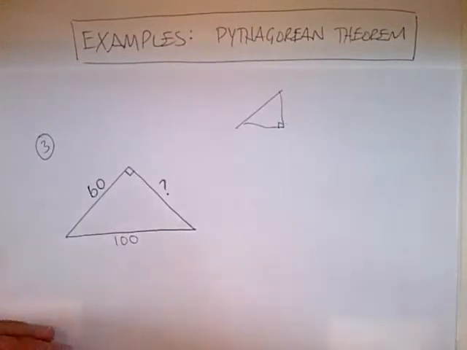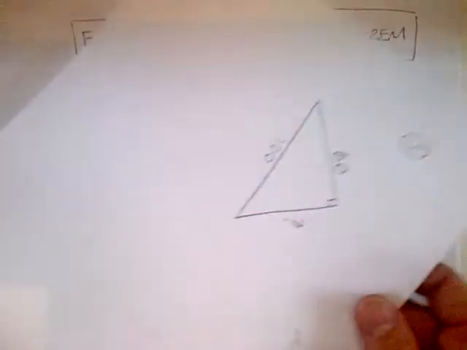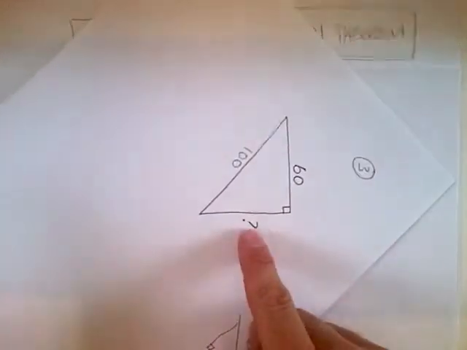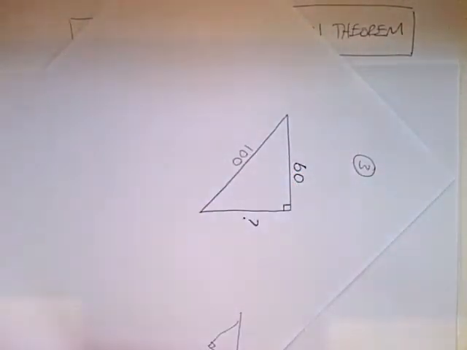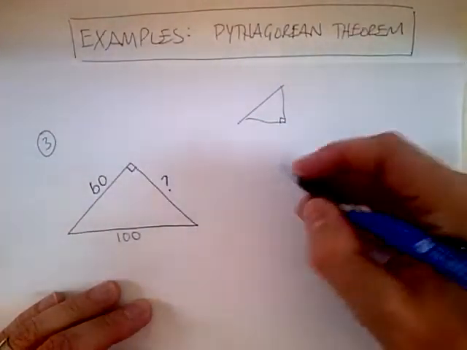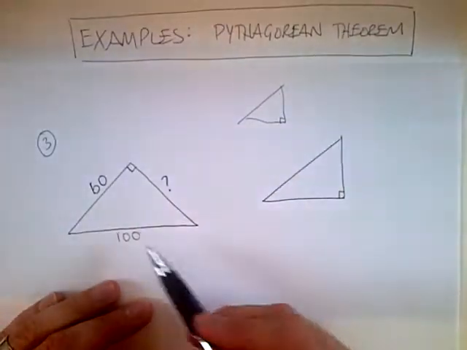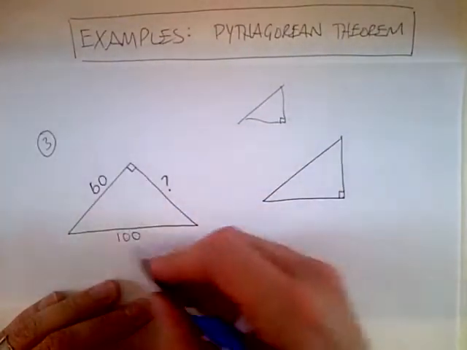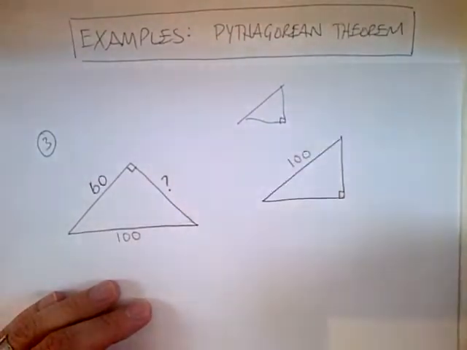So what I like to do is I like to redraw it so it looks the same as the rest of them. So what you can do, you can kind of twist it around so it looks like that. Right? So that's x unknown, y is 60, and r is 100. See that? So you can kind of rotate it so that it looks the way you normally see it. So the long side across from the right angle is 100.